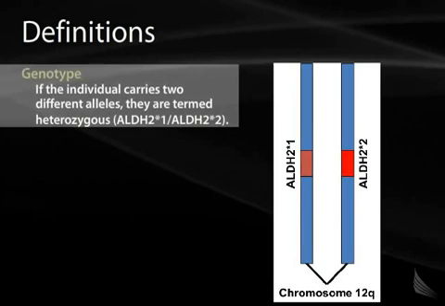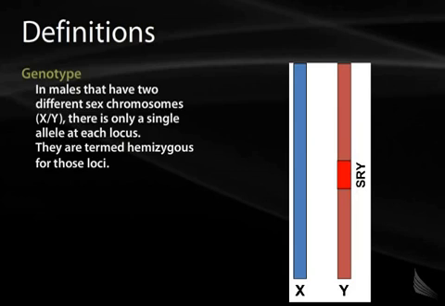Now, if the individual carries 2 different alleles, they are termed heterozygous. In the example here, we see he has one chromosome that has ALDH2-1 and another chromosome that has ALDH2-2. So he inherited different alleles from his parents, and he would be considered heterozygous.